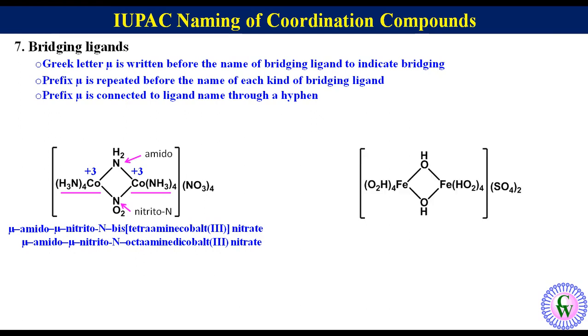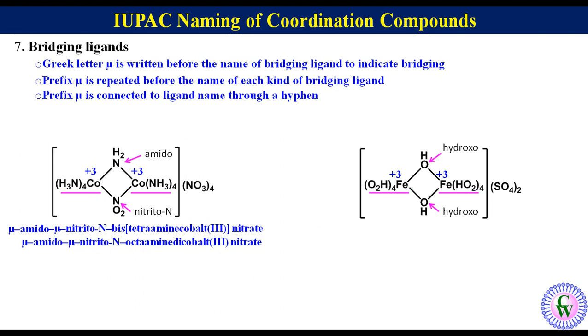We can also write its name as mu-amido-mu-nitrito-N-octaamine dicobalt(III). Let's take the example of an iron-based complex with bridging ligand. In this, there are two hydroxo groups that act as bridging ligands and two tetraaqua iron units with +3 oxidation state of iron, and sulfate is the counterion.